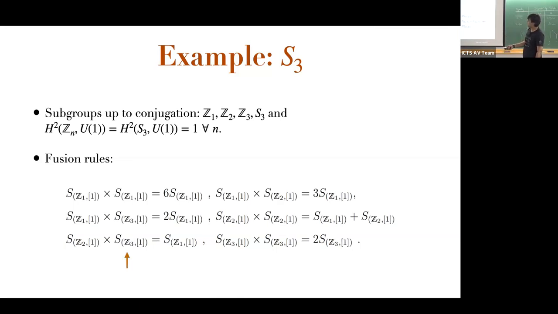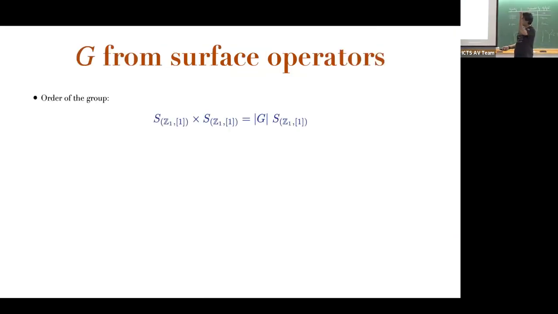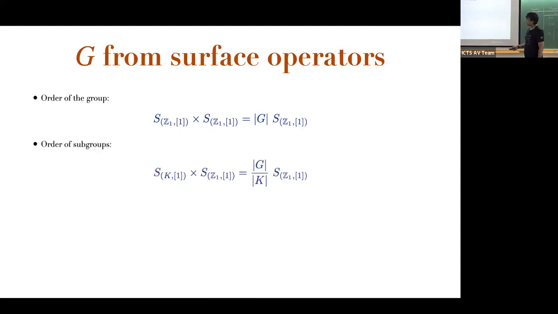Again, we observe that we have this kind of fusion here, Z2 and Z3 giving Z1, which is capturing the fact that S3 is a semi-direct product of Z2 and Z3. We can generalize all of these observations in a generic situation and say that in general, the fusion of this special surface always has the order of the group coming out in any gauge theory. Order of subgroups can be found.